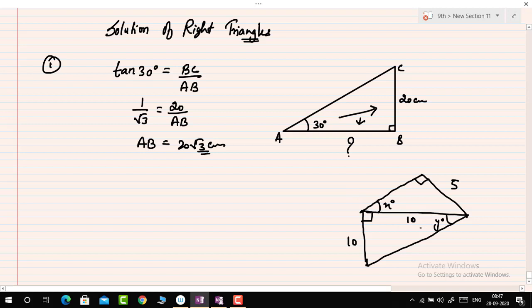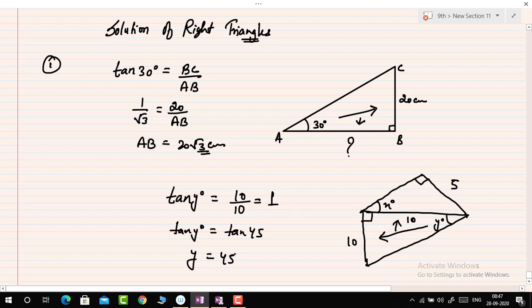So for this y degree, the side which is in front of that is taken as perpendicular and this is taken as base. So we know that tan is having relation between perpendicular and base, right? Tan y degree equals to 10 upon 10, that is perpendicular upon base, it comes to 1, and you all know that tan 45 is having 1 value. So in place of 1 we can write tan 45, so y equals to 45 degree. So we got the value of y, 45 degree.